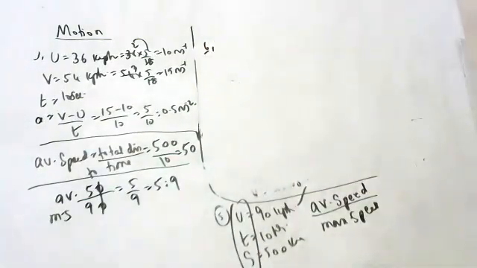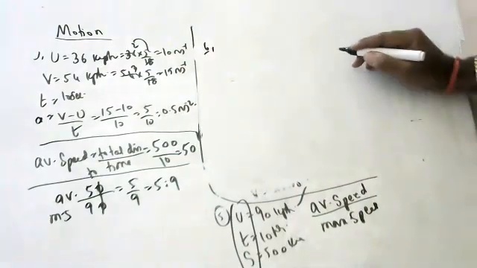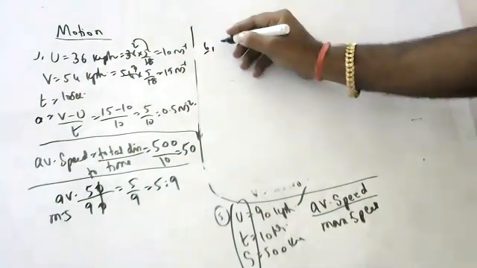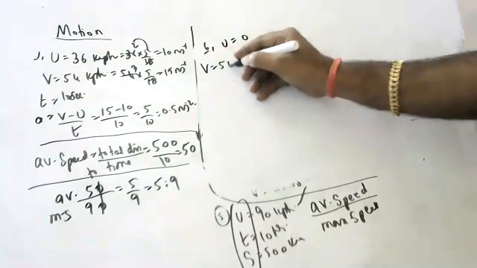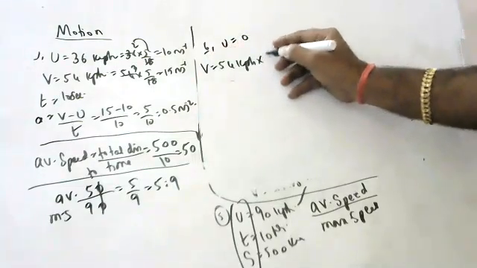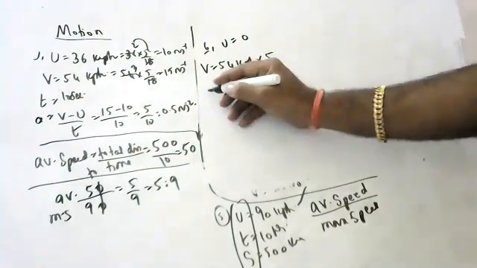Sixth question. A car starts from rest, means what? Sir, initial velocity is 0. It acquires a velocity of 54 kmph, means what? Into 5 by 18. In how much time?